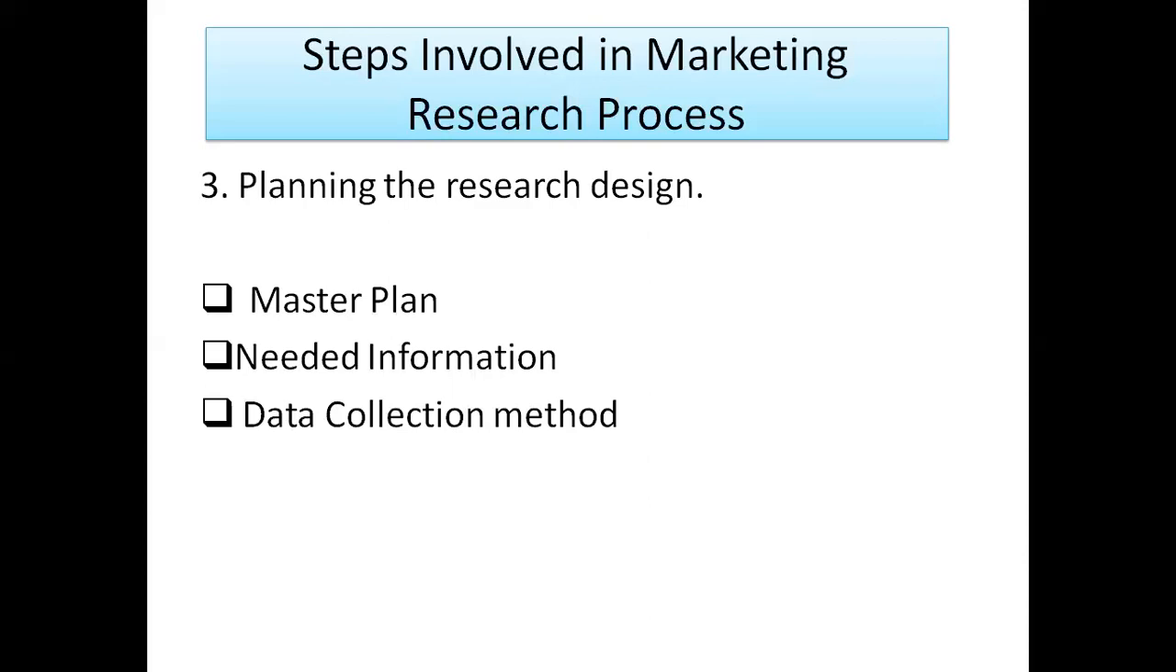Second is needed information. So what information do we exactly need, or what information are we actually looking for? That particular thing is very much important. We cannot collect all the information. So this point, the needed information, is very much important. What information must we collect? So that point is very much important.